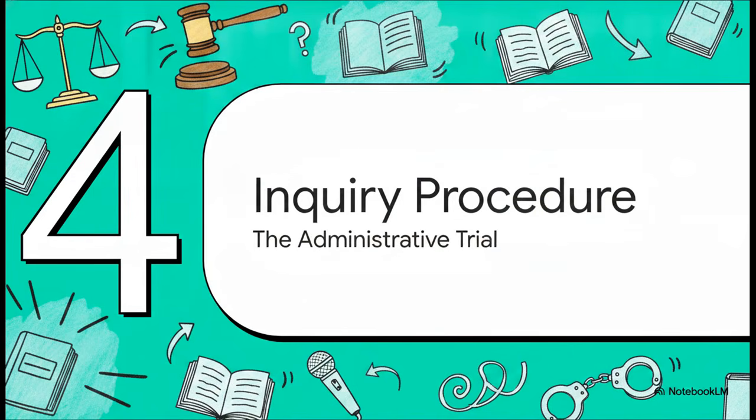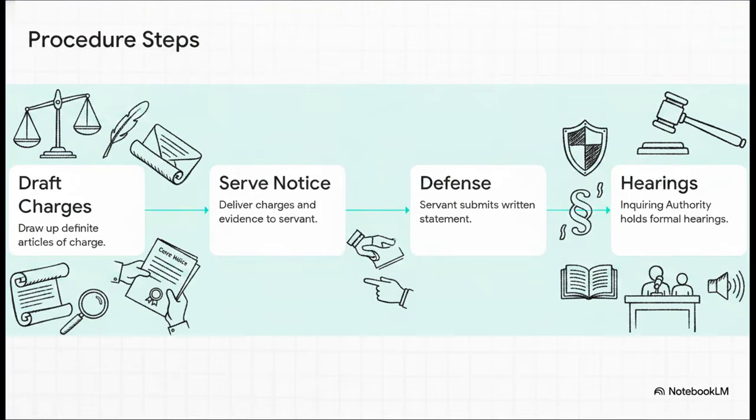And finally, we reach the crown jewel for law students. Part 4. The Inquiry Procedure. The administrative trial for major penalties. This is where administrative law truly starts to mimic a courtroom. Rule 17 lays out this administrative trial. First, they have to draft distinct, definite articles of charge. Vague accusations simply will not hold up.